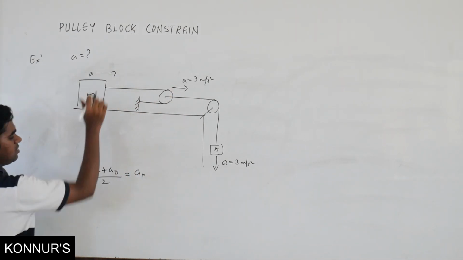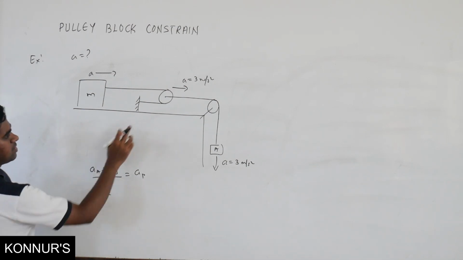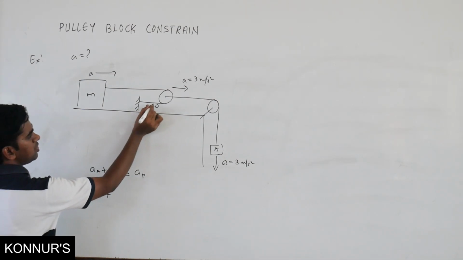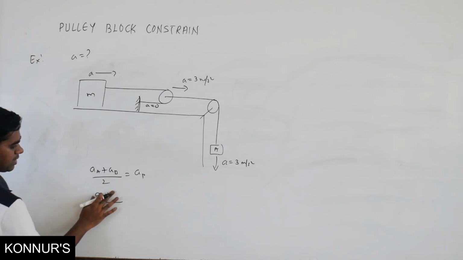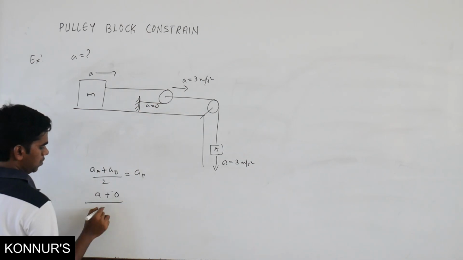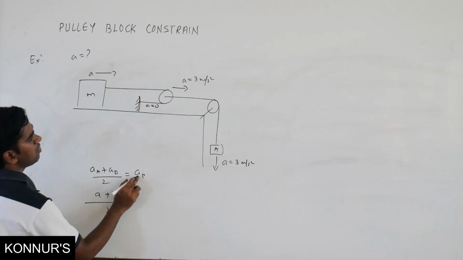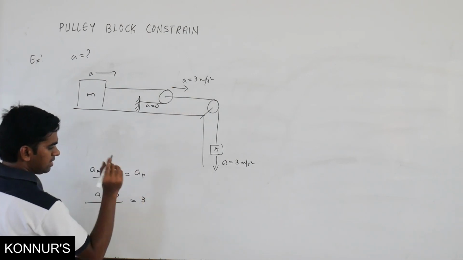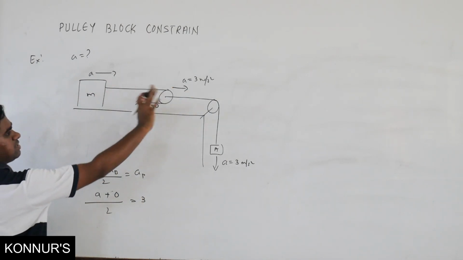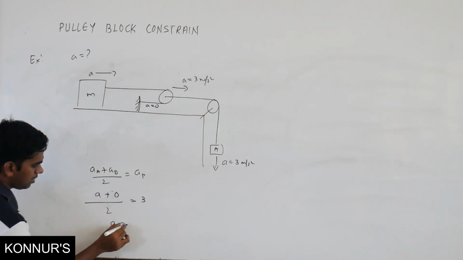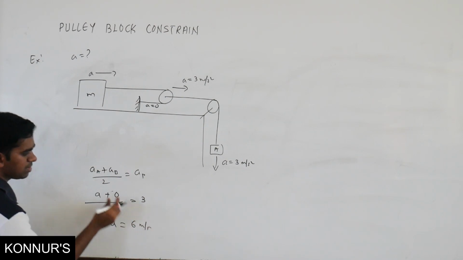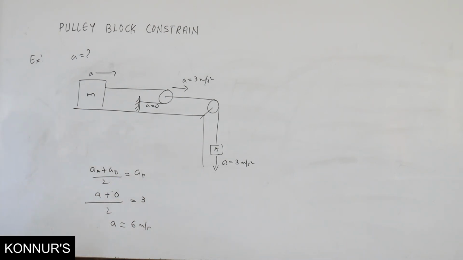So you can apply this formula here for this pulley. You can take this as acceleration A plus, here acceleration is 0, because it is connected to a rigid support, divided by 2 equals the acceleration of pulley, same direction, so no need to change the sign. So A equals what? 6 meter per second square. In one step you will get the answer.